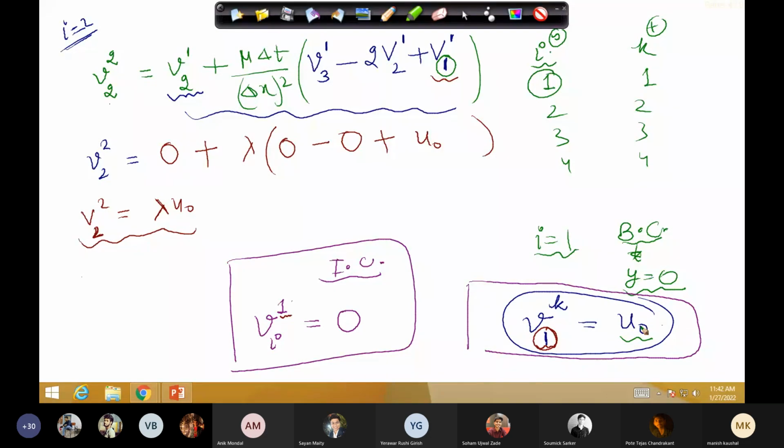Okay, right. So if this is clear, please try it first with the implicit method, and then the explicit method. Okay? So let me conclude it so that you will not get confused.